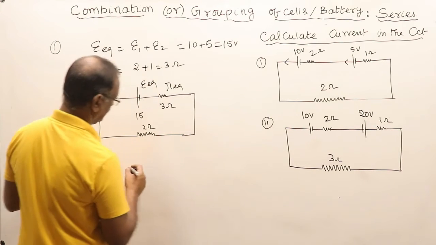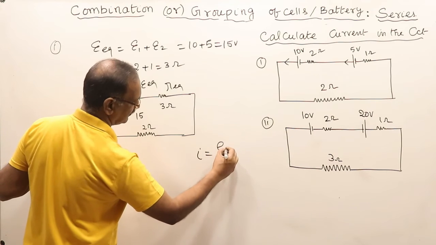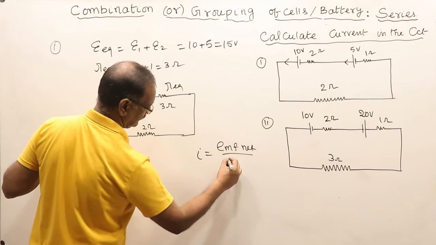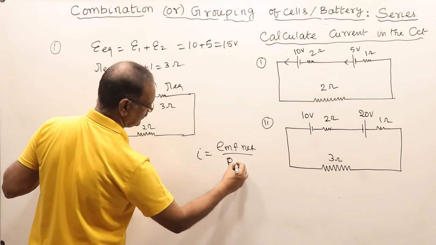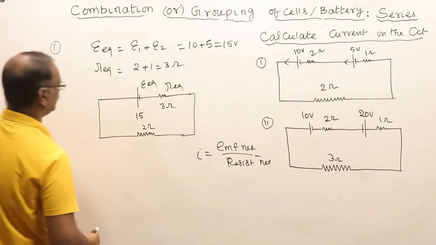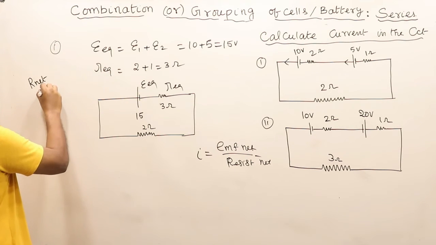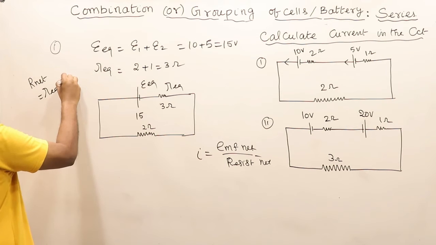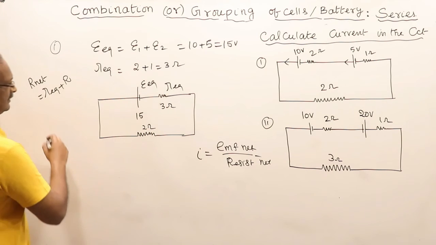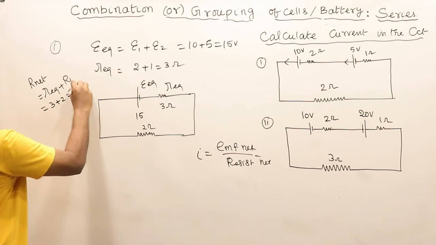Current is equal to EMF net divided by R net. What is R net? R net is equal to R equivalent plus the external resistance, because this is R equivalent, both are in series. So it is equal to 3 plus 2 is equal to 5 ohm.